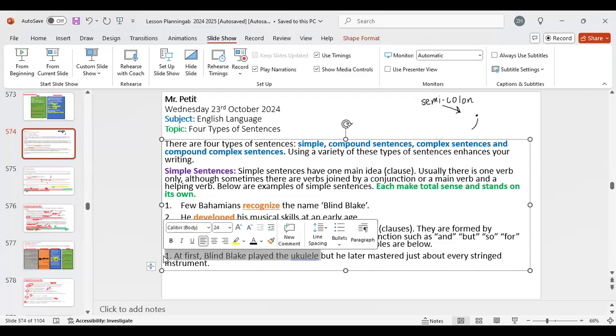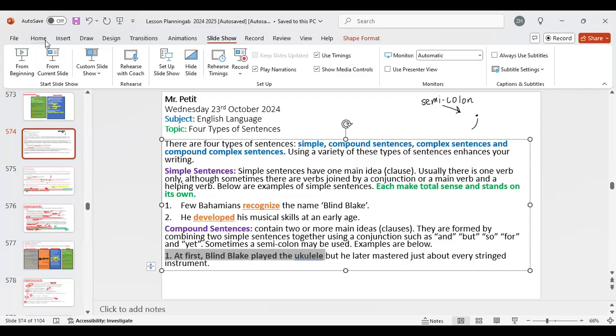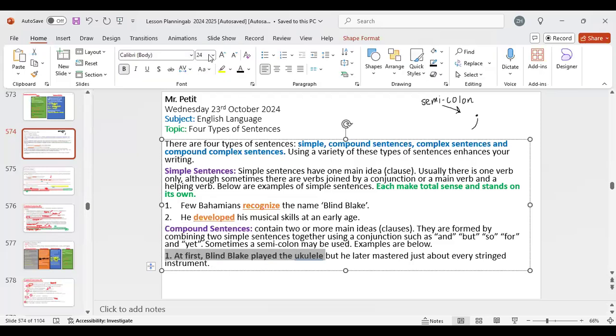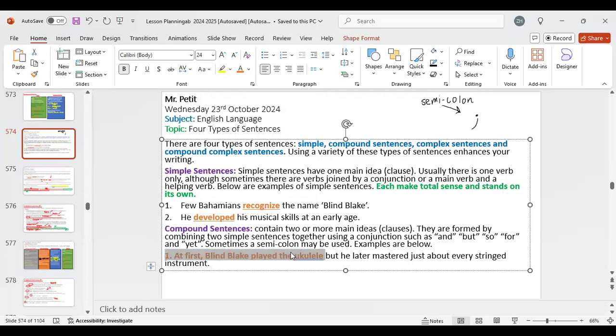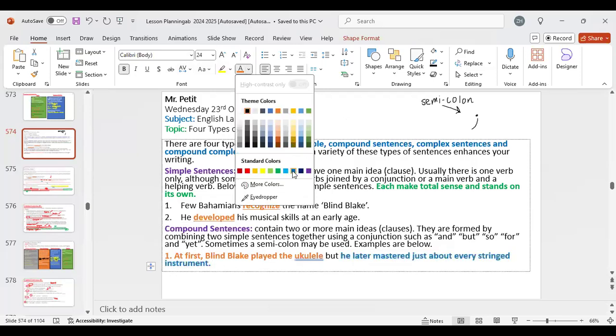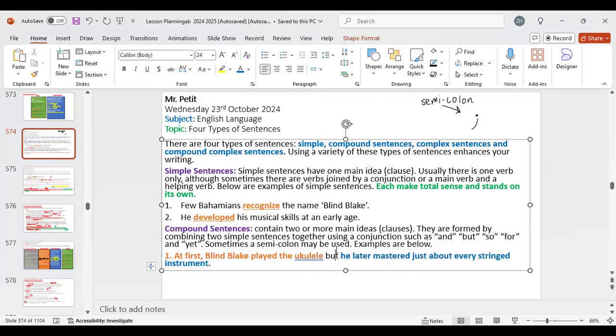So the first thing we notice about this is that it has basically 2 simple sentences combined, right? So the first simple sentence is, at first, blind Blake played the ukulele. Is that a sentence on its own? We could stop that right there, right? Yes, sir. We could also say, he later mastered just about every string instrument. Is that a sentence on its own? Yes, sir.